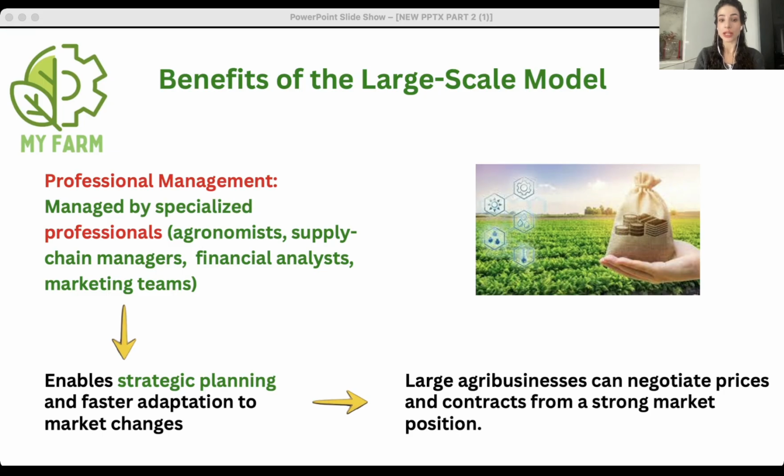Third benefit is related to professional management. So in large businesses, operations are typically overseen by specialized teams, including agronomists, supply chain experts, and marketing departments. And of course, this allows for strategic planning and rapid adaptation to market trends. Fourth benefit is related to market power. So large businesses can negotiate contracts with retailers and wholesalers, often influencing pricing and market standards.